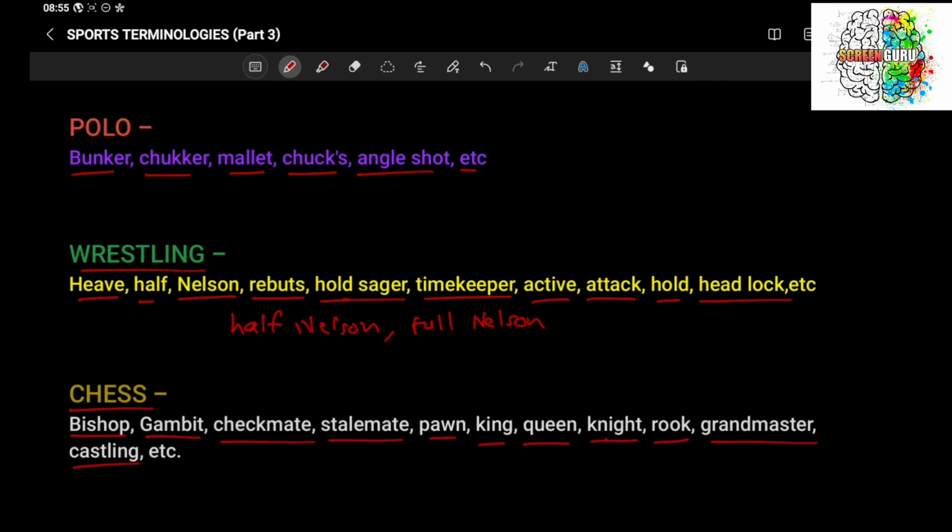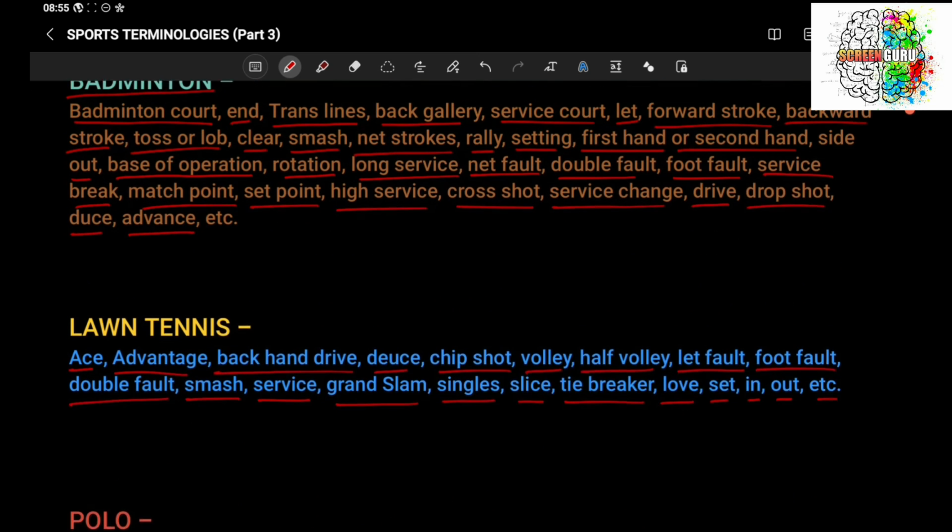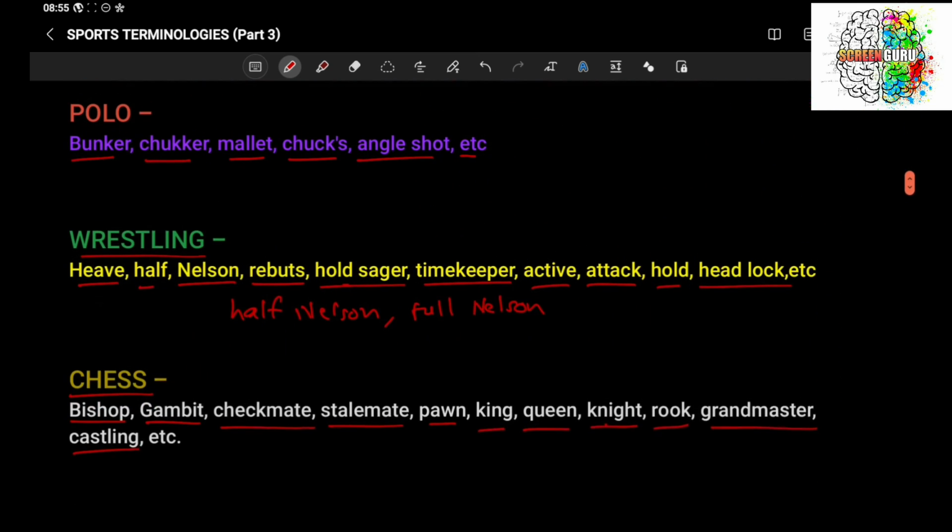Okay, so that's it for today. We have completed five games today, starting from badminton, then lawn tennis, polo, wrestling and chess.